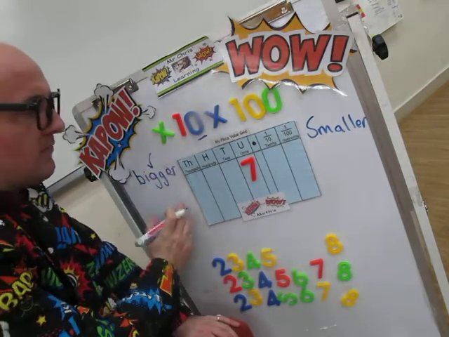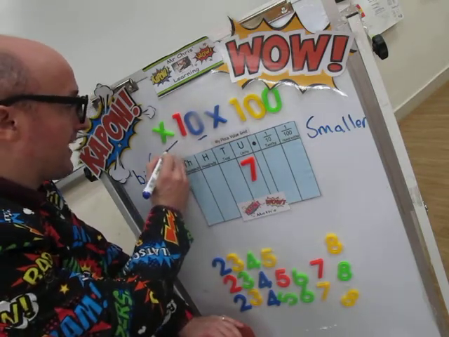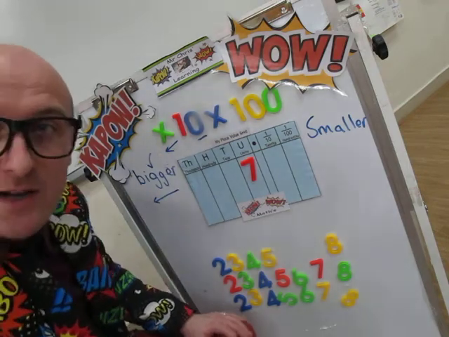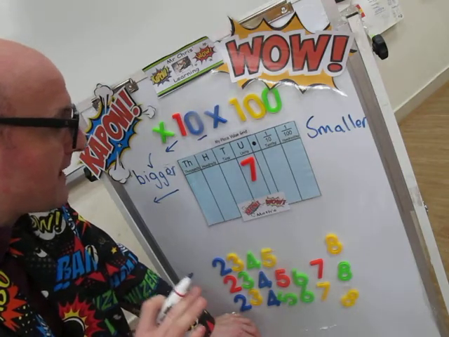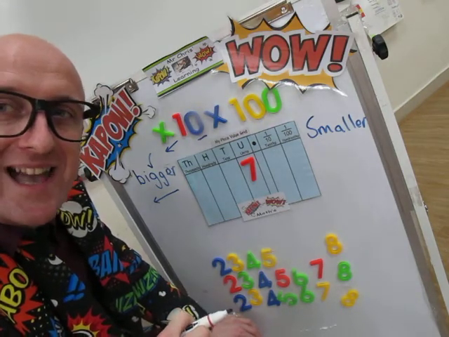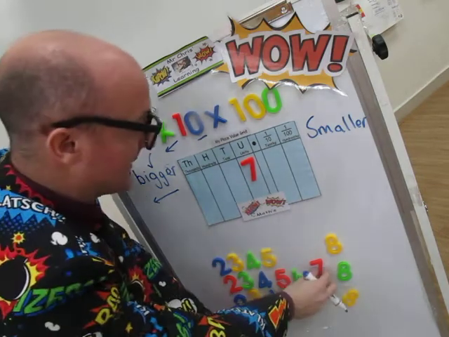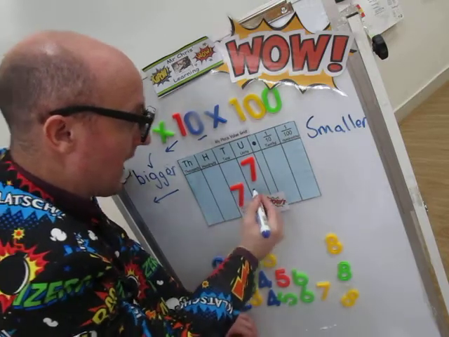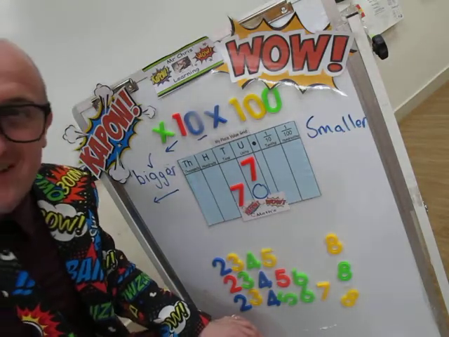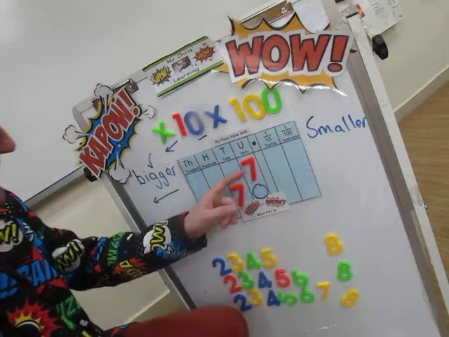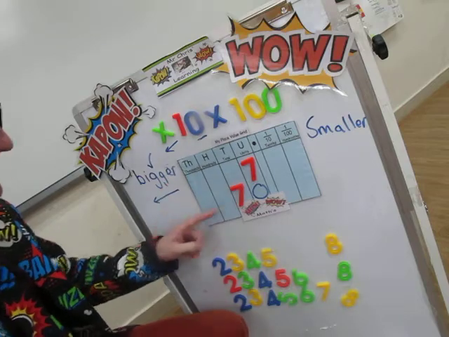So if it gets bigger, we move it up this way. Okay, so we always go left. So when we multiply, it goes left because it gets bigger. Okay, that's very important. So now we're timesing by 10, so how many zeros are in that 10? There's 1, yeah. So that's how many places we move it. So 7 times by 10, we go 1 place there, and our answer is 70. Easy peasy, lemon squeezy. So 7 times by 10, we move it 1 place to the left because there's 1 zero and it's getting bigger, so it becomes 70.